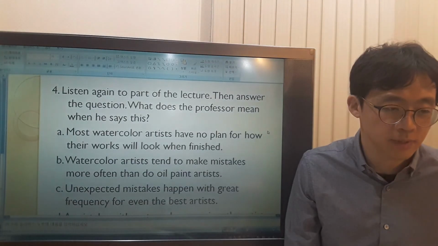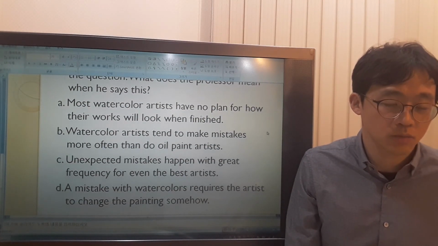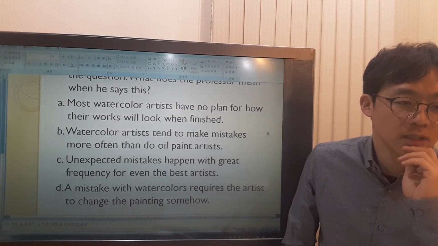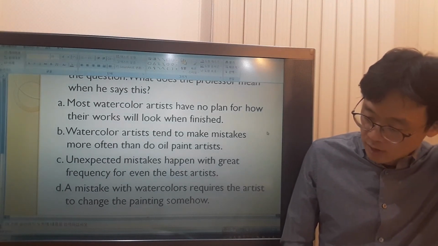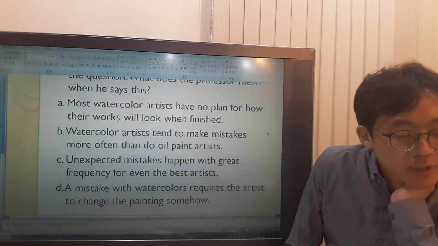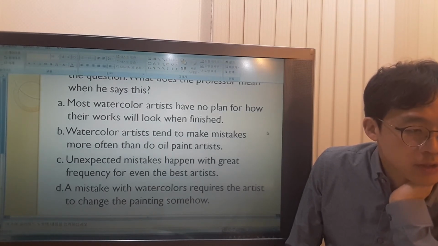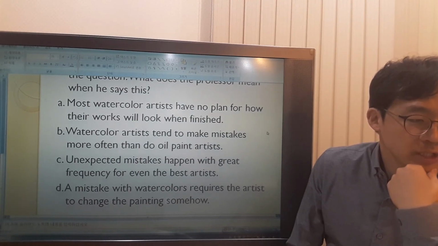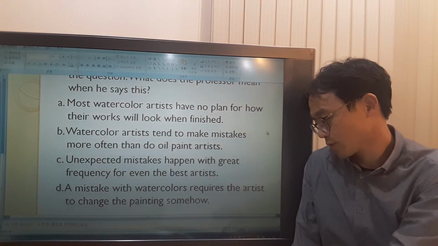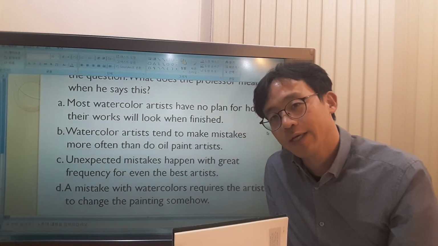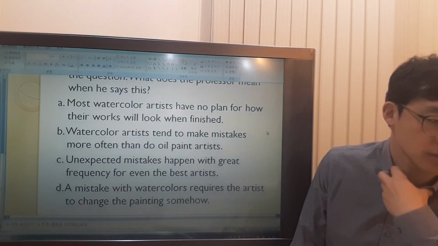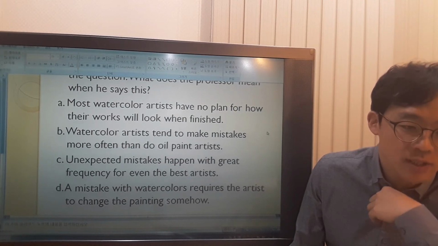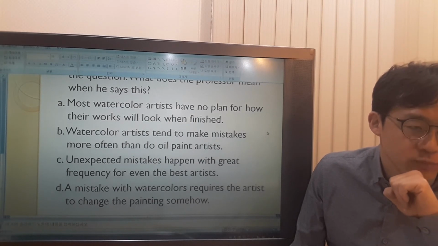So what does the professor mean by saying that? It means the watercolor painters cannot predict what will happen, so they will just have to deal with the situation that they encounter. Do you understand? They can't plan something ahead for an effect or result. So what's the answer? A mistake with watercolors requires the artist to change the painting somehow. So you either have to know the meaning of improvising, or you will have to infer this from the passage if you don't know what the word means. Requires means needs, all right? Needs the artist to change the painting somehow. That's the meaning of improvising.